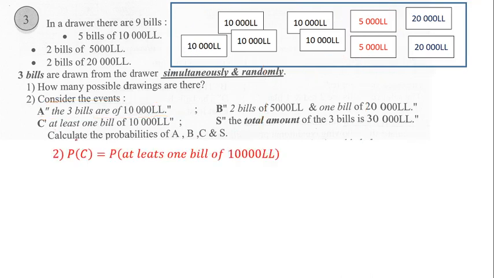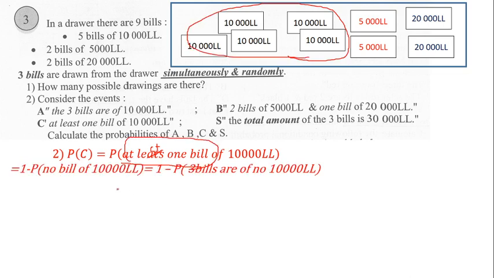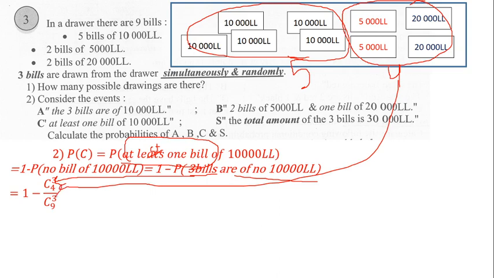Let's move to event C. At least 1 bill of 10,000. Again, sorry, it's not this. It's at least 1 bill of 10,000. We have 5 bills. At least 1, go and use the complement. 1 minus no bill of 10,000. The 3 bills are of no 10,000. If we have 5 bills for the 10,000, we have 4 bills for the non-10,000. Whatever, we have 4. So we need 3. The desired is 3, so we will choose 3 out of this 4, and 1 minus, because we are using the complement, yani we are using the opposite.